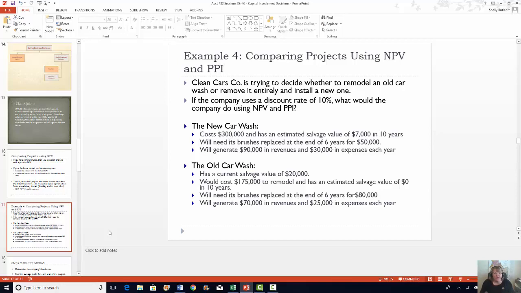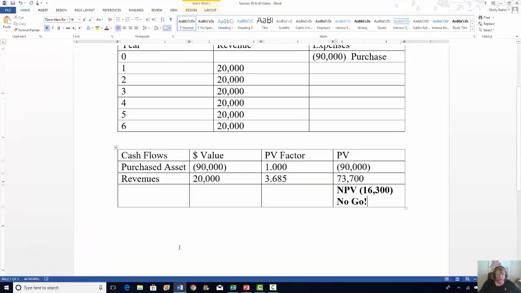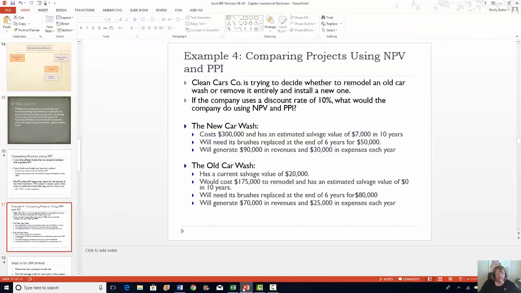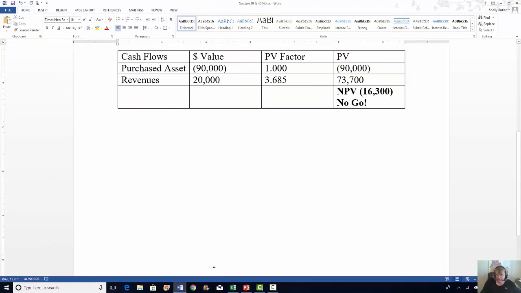The new car wash costs $300,000, and it has a salvage value of $7,000 in 10 years. And we'll need new brushes at the end of 6 years for $50,000, and it will generate $90,000 in revenues and $30,000 in expenses each year. So let's go to our notes, and we'll do Example 4.